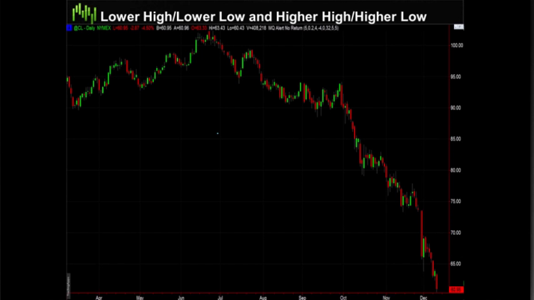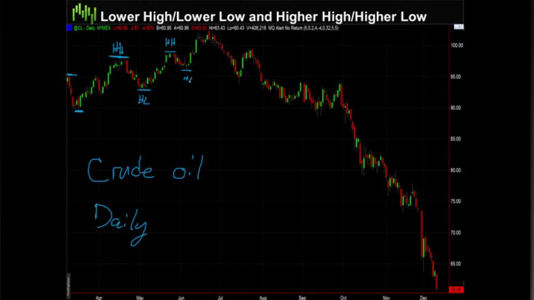So let's take a look at a price chart. This is crude oil, probably the number one market I trade. This is on a daily price chart. So these are the pivots, all right? We have a high and a low. We have a higher high. We have a higher low. So remember, higher high plus higher low equals uptrend. So we know we're in an uptrend here. We have a higher high and a higher low and a higher high.